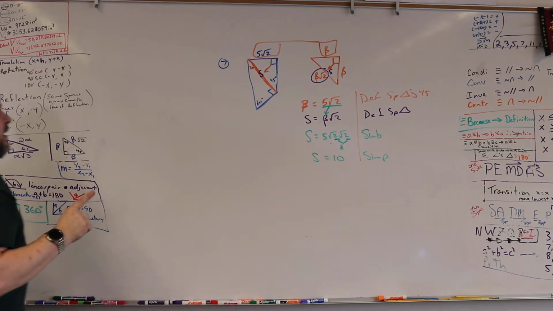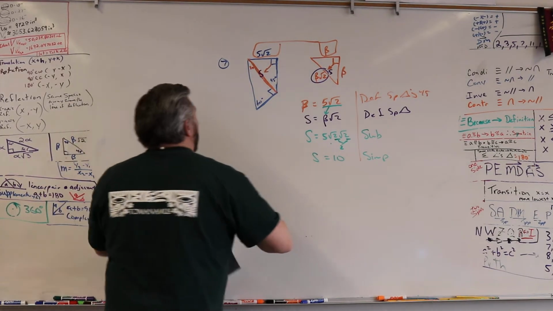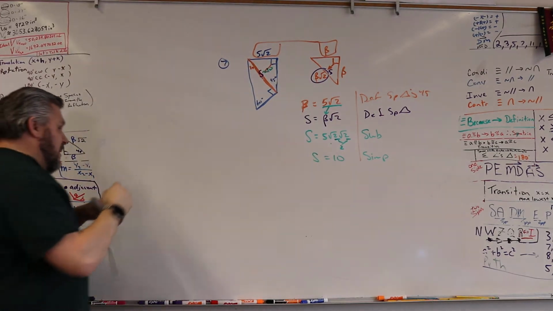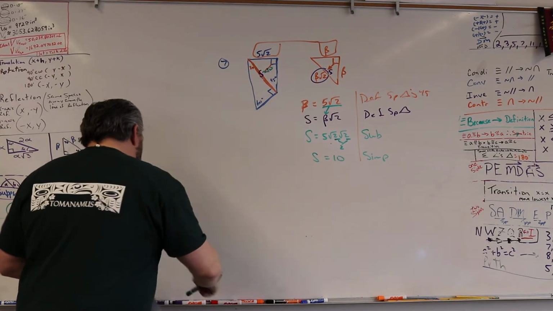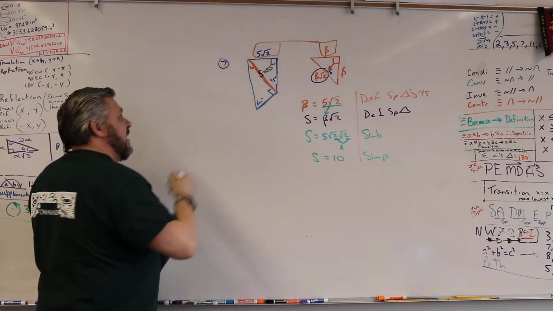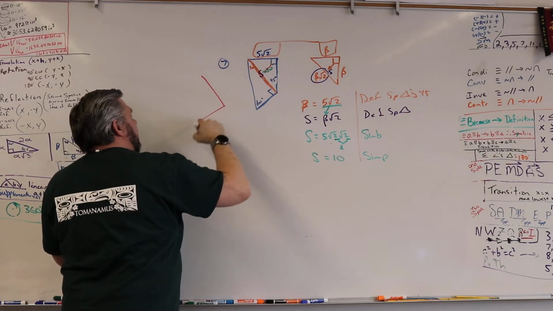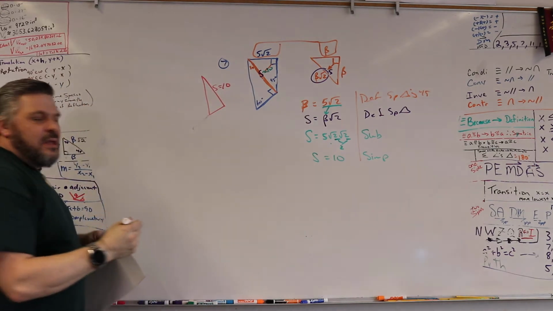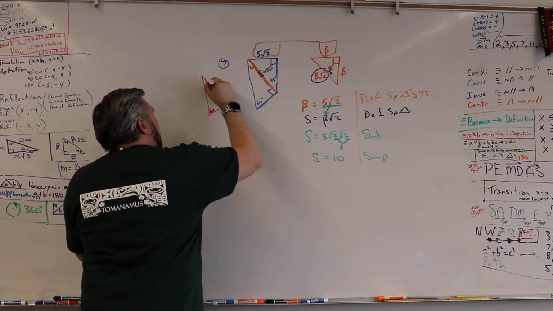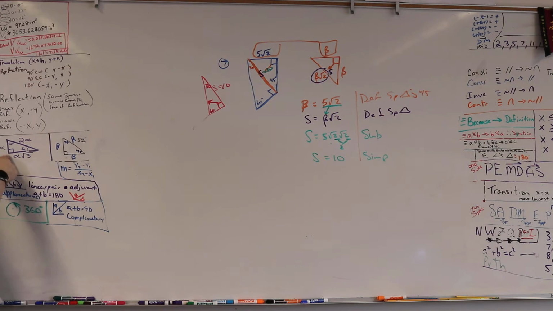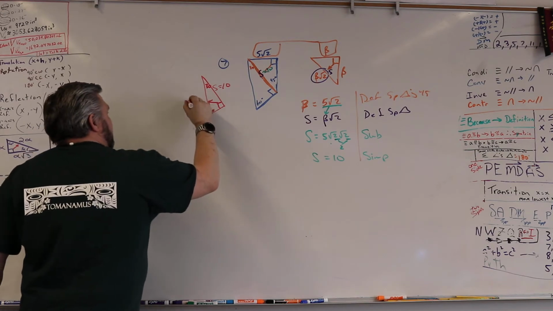Now, if we know that this S equals 10, let's look at this whole triangle. I'm going to take the triangle and look at it on this side, because it gets a little confusing on that side. So this is S, which is 10. This is 60, this is 30, this is 90. What's across from 90 on the 30, 60, 90? 2 alpha.